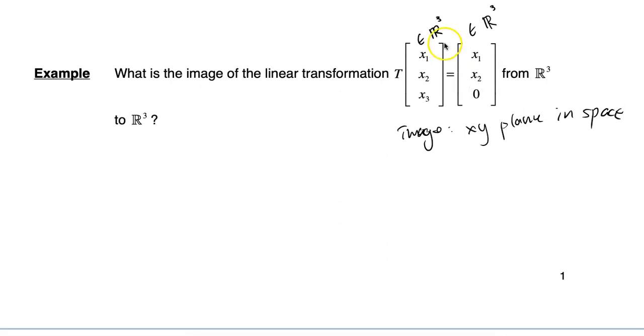So we started with any vector in R3, and the result, any possible output, is going to be in the xy plane, but we are still working in R3. It's different than if the output was just the vector x1, x2. Then we would say that the image is R2.